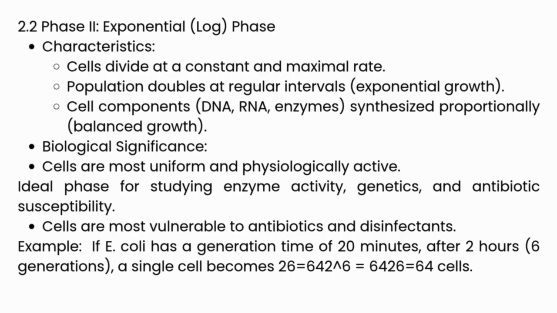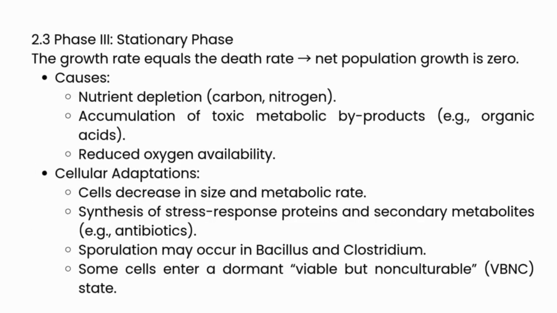Phase 2, exponential, log phase. Characteristics: cells divide at a constant and maximal rate, and the population doubles at regular intervals. Exponential growth. Cell components, DNA, RNA, enzymes, are synthesized proportionally, balanced growth. Biological significance: cells are most uniform and physiologically active. Ideal phase for studying enzyme activity, genetics, and antibiotic susceptibility. Cells are most vulnerable to antibiotics and disinfectants.